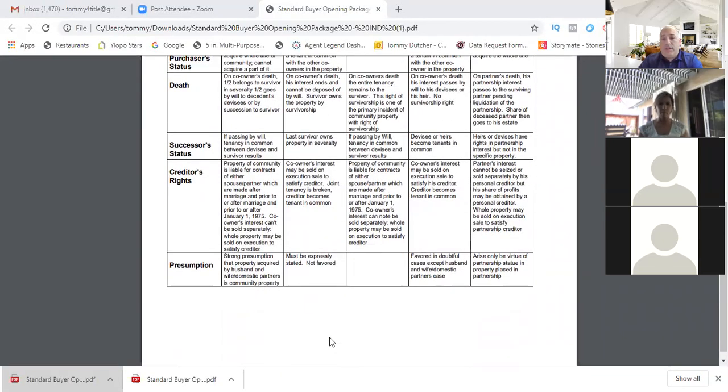Co-owner interest may be sold on execution sale to satisfy his creditor. Creditor becomes tenants in common. So same thing as the past ones. I can sell my 30% to the creditor to fulfill a credit obligation, and then that creditor becomes the owner of that 30% as tenants in common with the others. Okay.